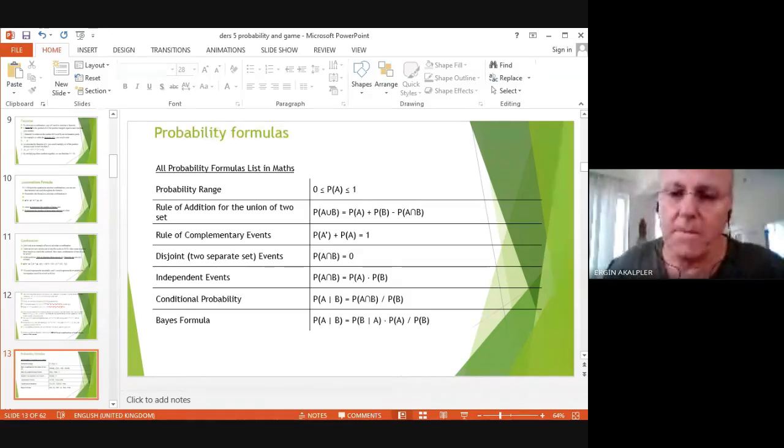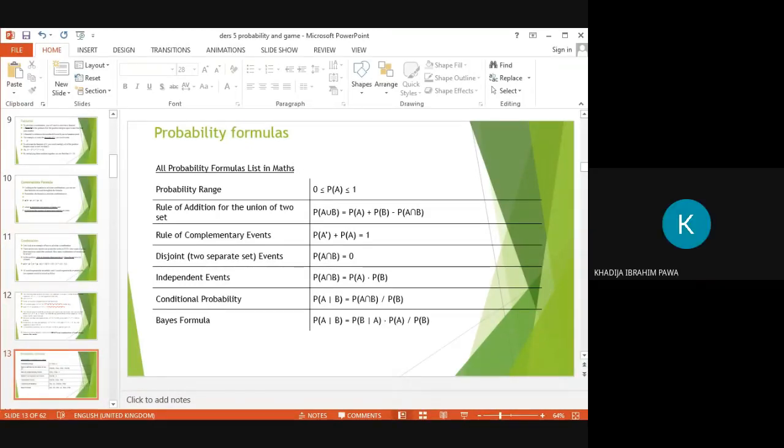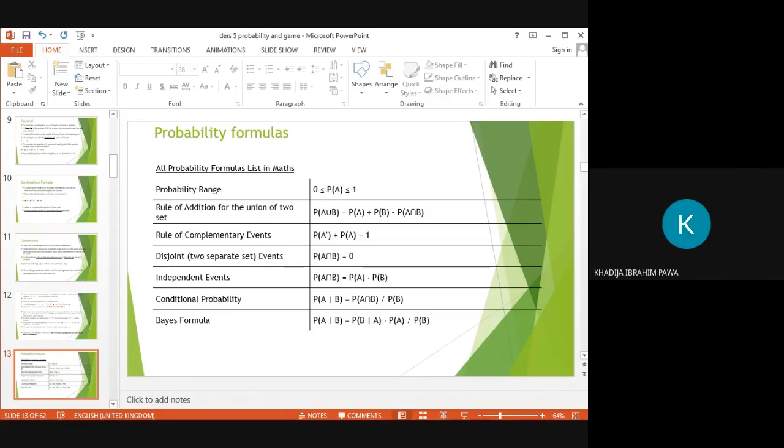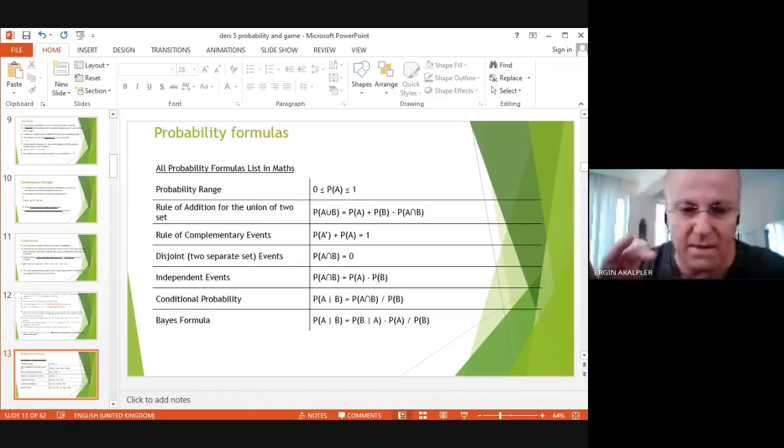AB. Yes. The rule of addition, P of A union B, is equal to PA plus PB. These are the two sets, two sets of union, isn't it? So how do you get the A set union?